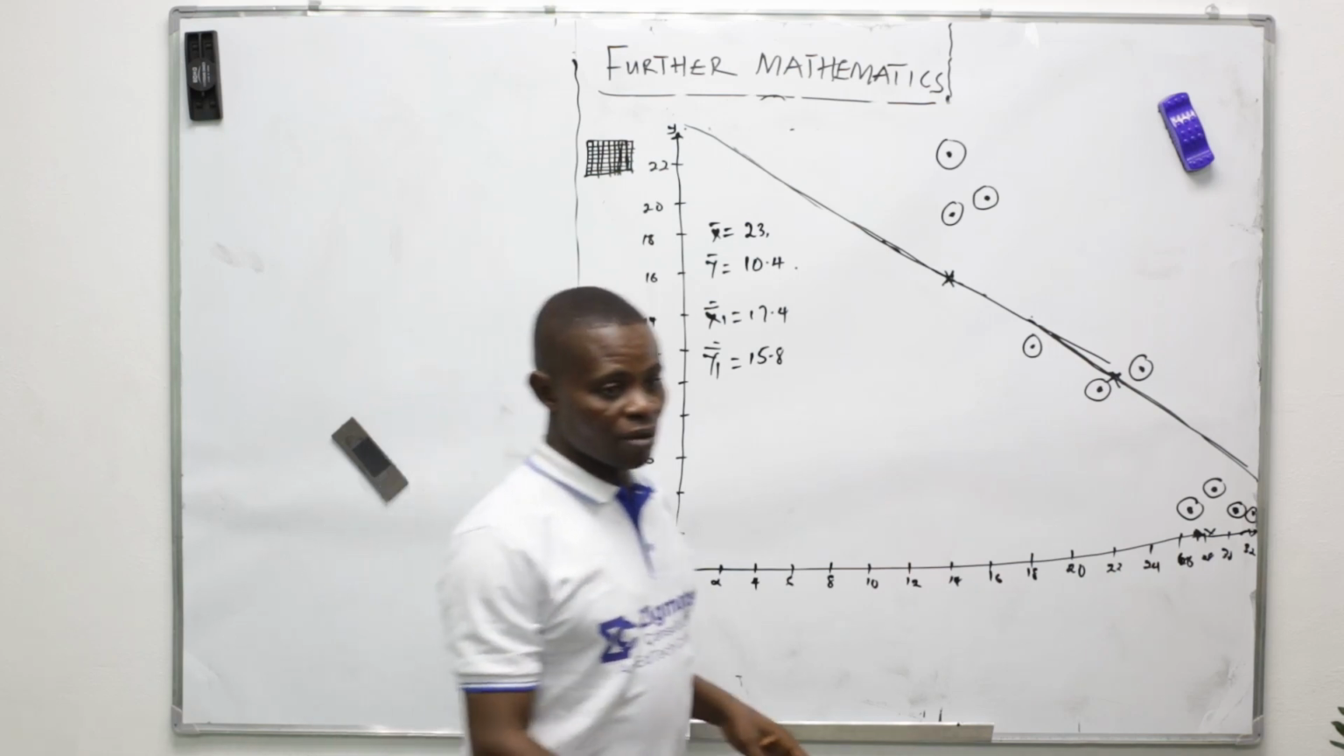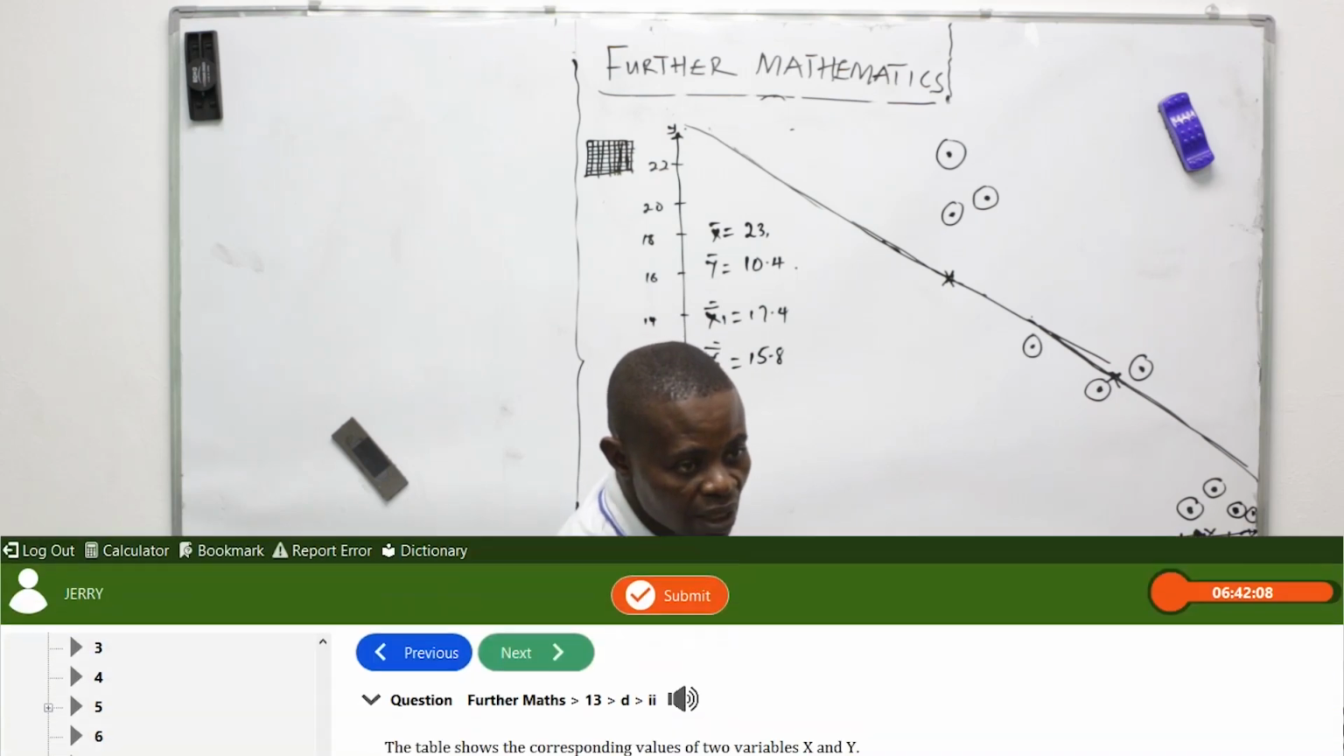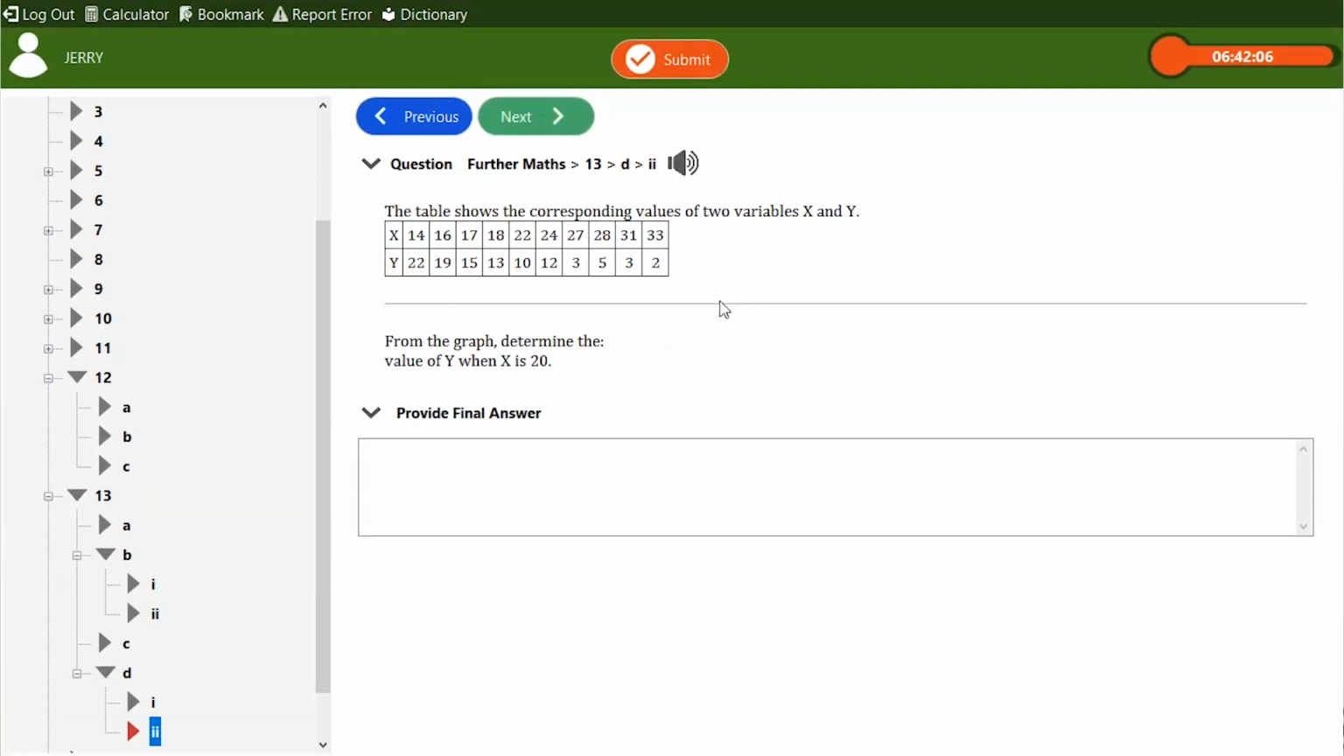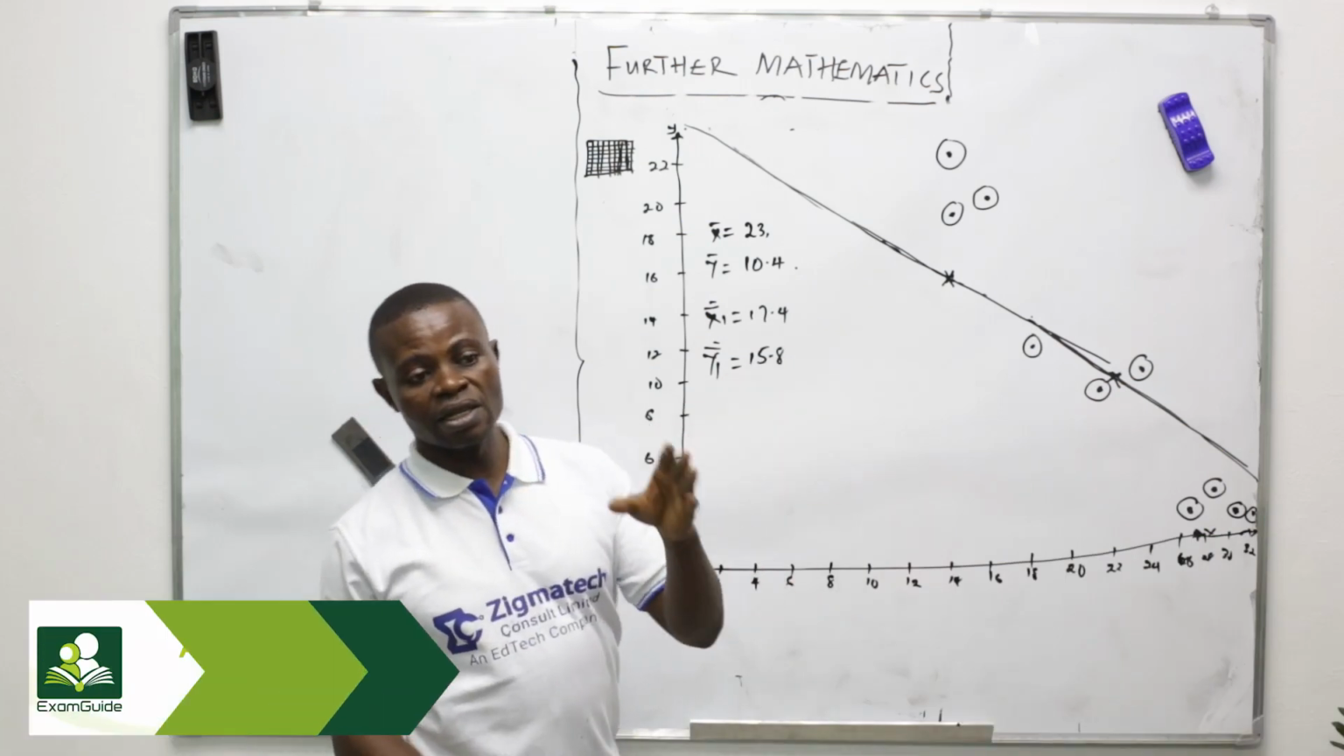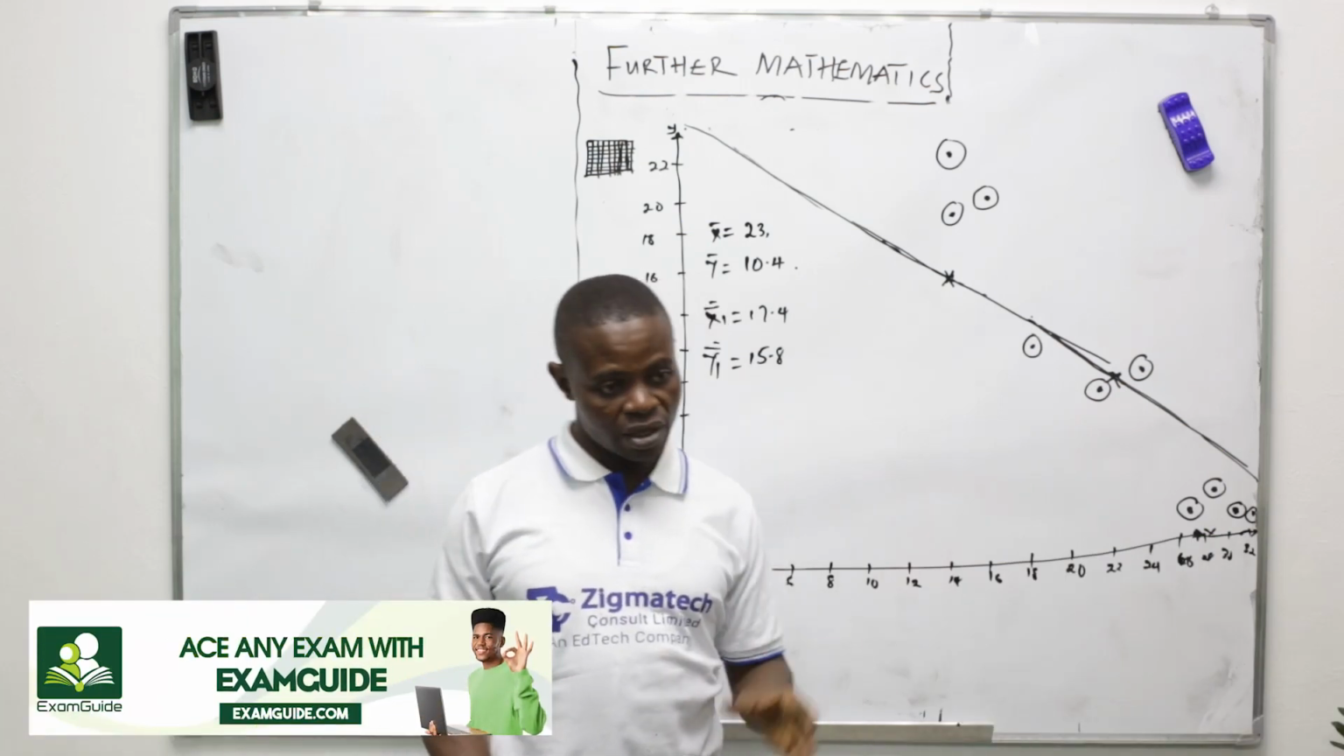From this table, you can see S is increasing while Y is decreasing. Why? S started from 14, 16, 17, 18, 22, 24, up to 33, meaning an increase. While Y, 22, 19, 15, 13, just like a sequence in an AP, meaning there is a sign of what? Decrease. So the relationship between S and Y is that when S is increasing, Y is decreasing.